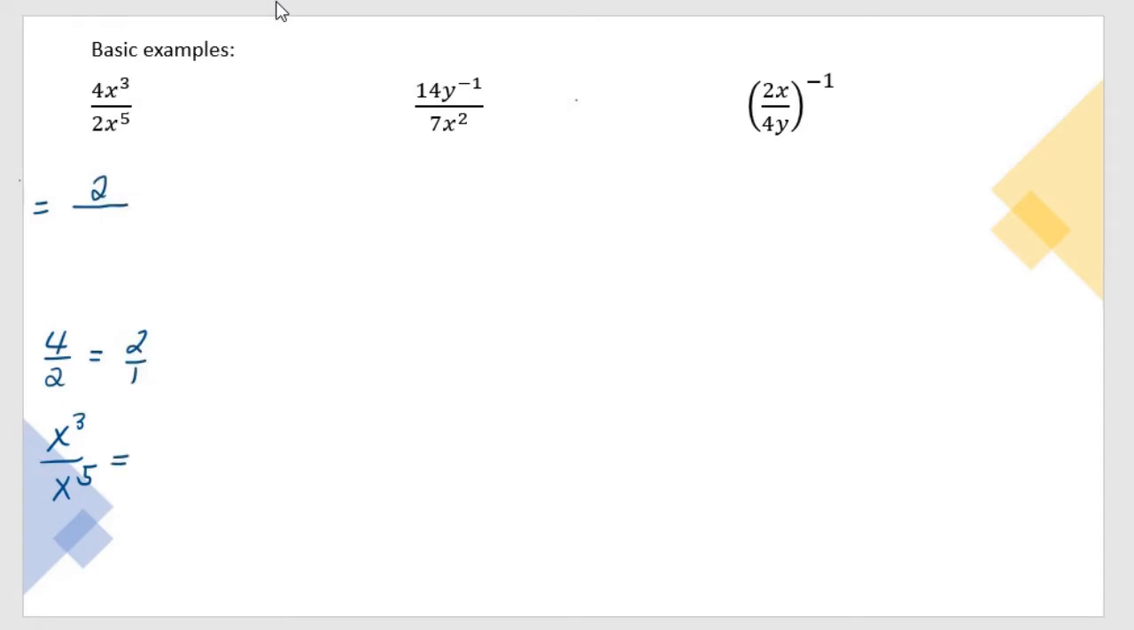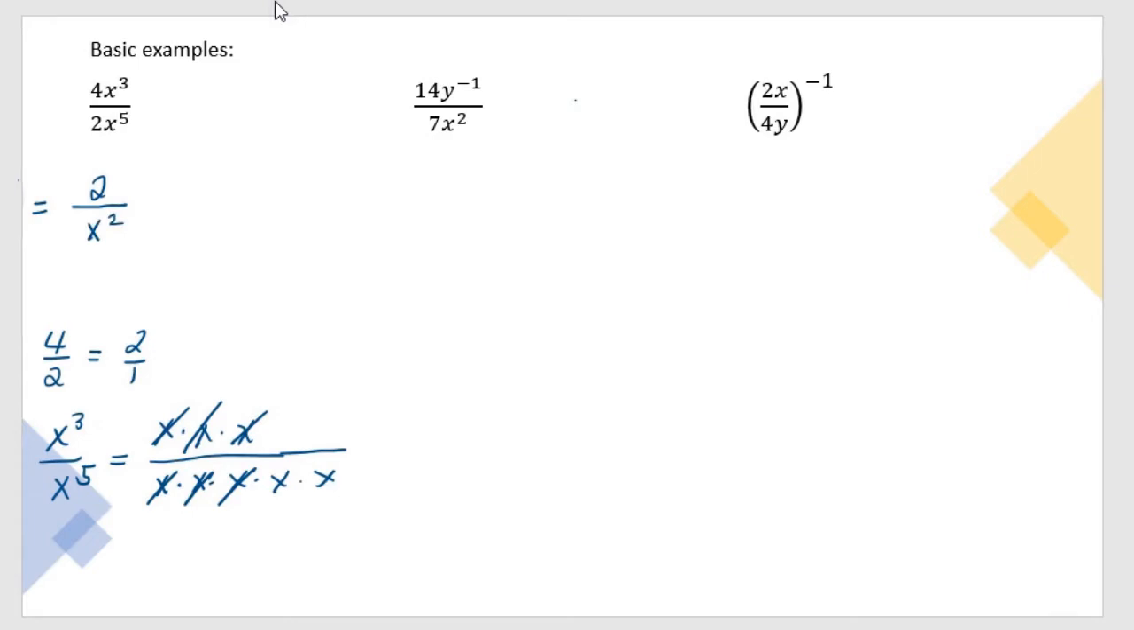For the x's, while we can use our properties of exponents, we can also think of this as 3 x's multiplied together in the numerator, and 5 in the denominator. That clearly shows us that we can cancel 3 pairs of x's, and we're left with 2 x's in the denominator multiplied together, which gives us x squared. So there's our simplified version of the first example.